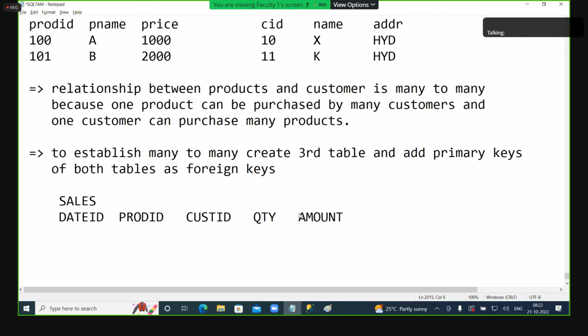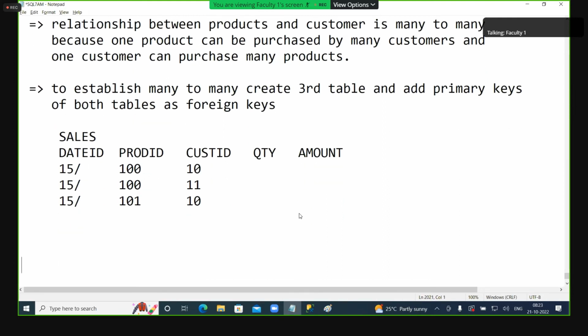Date ID plus product ID plus customer ID. Let it be some date, some 15th. Product is 100, sold to customer 10, some quantity, leave it. Next one, 15th, product 100, sold to customer 11. Next one, 15th, product 101 sold to customer 10. Possible or not? Yes.